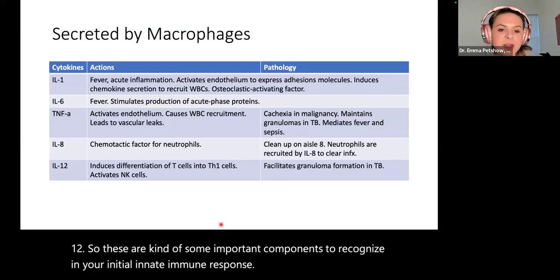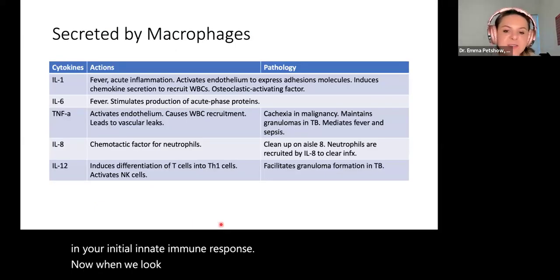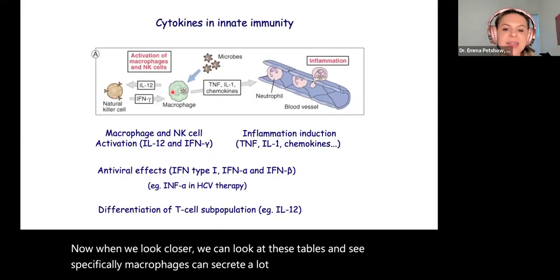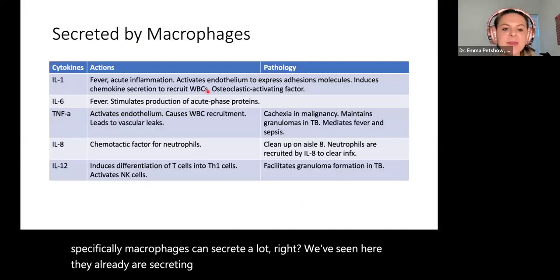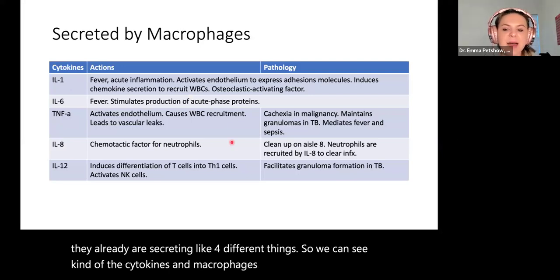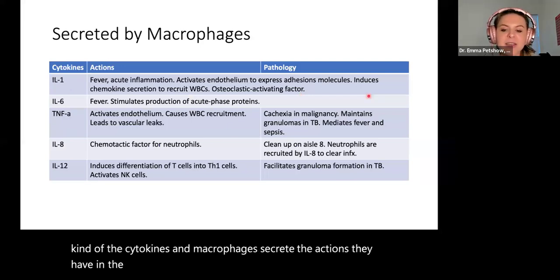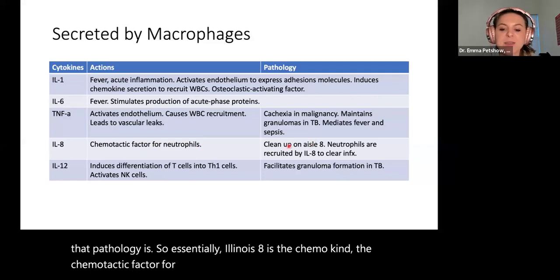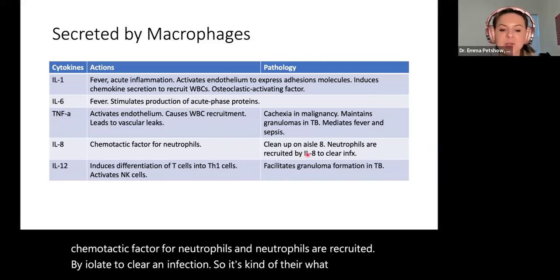Now, when we look closer, we can look at these tables and see specifically macrophages can secrete a lot, right? We've seen here they already are secreting like 4 different things. So we can see the cytokines that macrophages secrete, the actions they have in the body, and maybe if there's a pathology associated, what that pathology is. So essentially, IL-8 is the chemokine, the chemotactic factor for neutrophils, and neutrophils are recruited by IL-8 to clear an infection. So that's what they're used for in a pathologic situation.